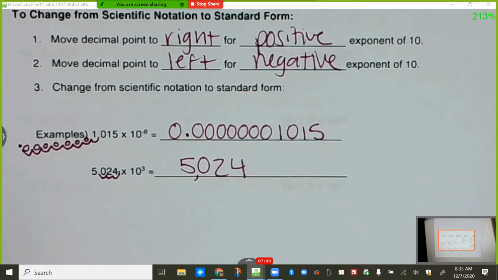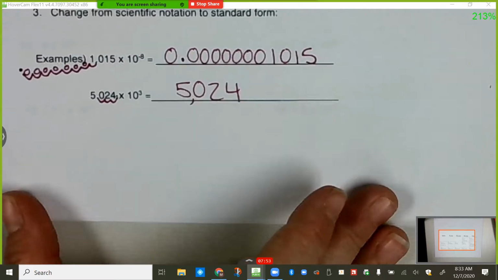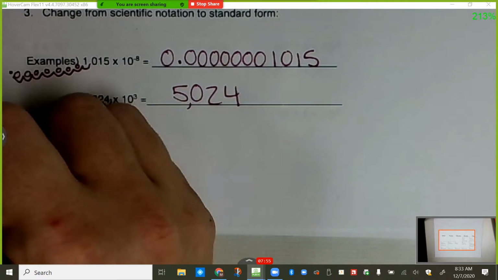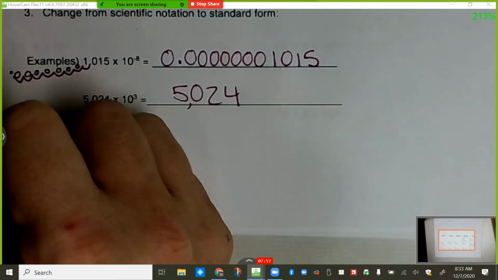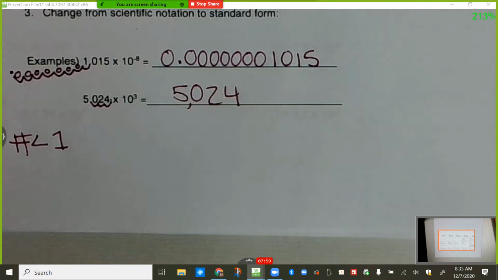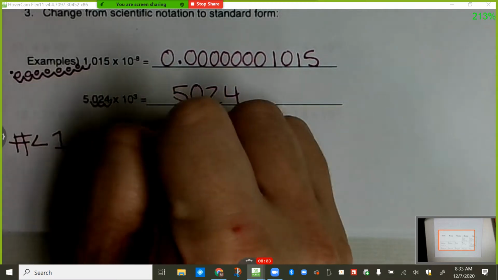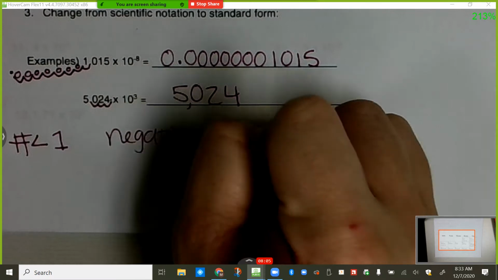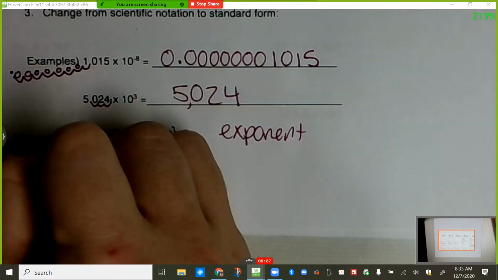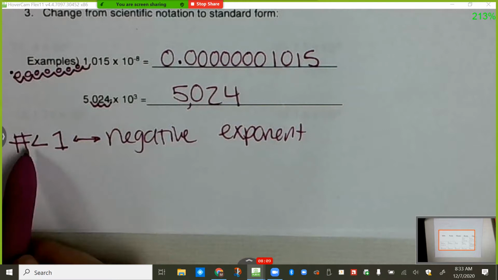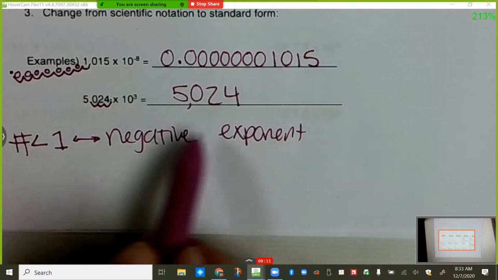Any questions? Okay, so the biggest thing to remember, if you can remember what I'm about to tell you, if you have a number that's less than 1, it's going to be a negative exponent. So this goes either way. If you have a negative exponent, it's going to be a number less than 1. If you have a number less than 1, it's going to be a negative exponent.